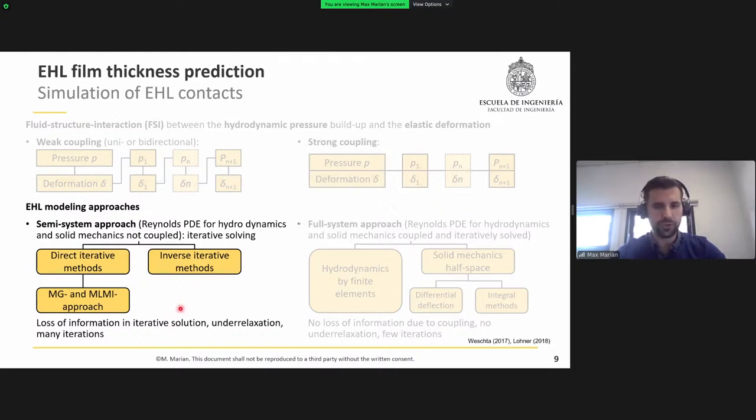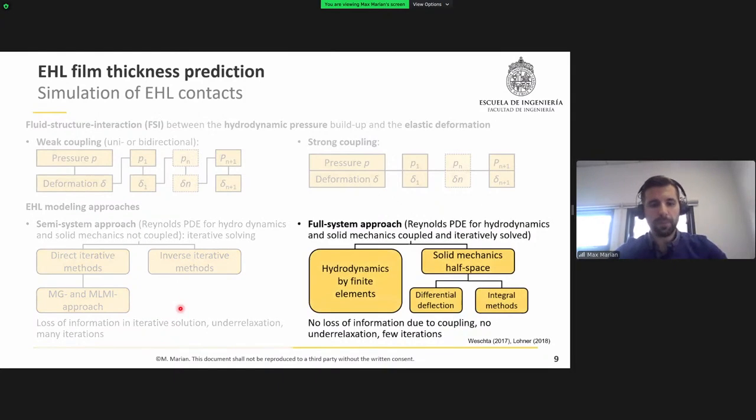in the semi-system approaches. The weak coupling, on the other hand, or these weakly coupled solutions, are contrasted by those of the so-called strong coupling, where we simultaneously solve the equations. But if we use the elastic half space models to calculate the elastic deformation, we get a fully filled matrix in a nonlinear system of equations, and all mesh points basically are related to each other by integral equations, which then involves a lot of memory and computational effort.